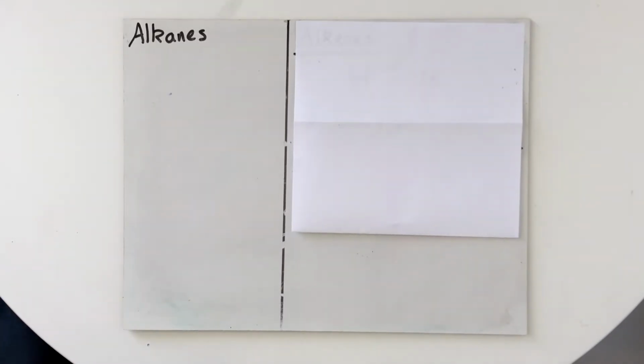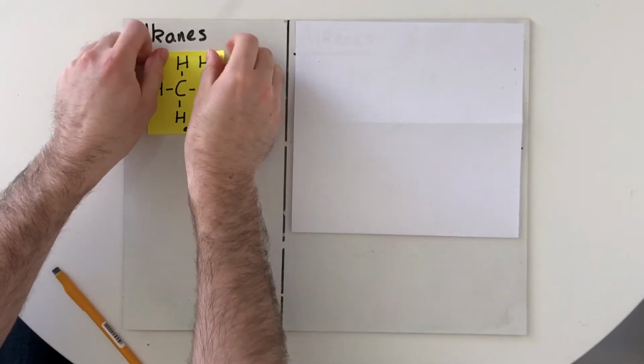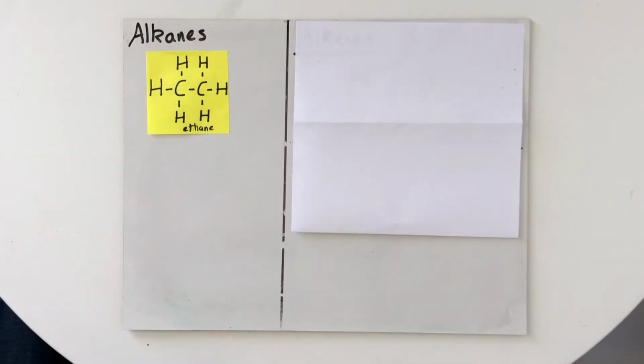This is video 3 of our hydrocarbon series, and today we're following on from alkanes. I'm going to be looking at alkenes. So before we jump into alkenes, we're going to review alkanes first. So here we have ethane, which is a 2-carbon alkane with 6 hydrogens surrounding it.